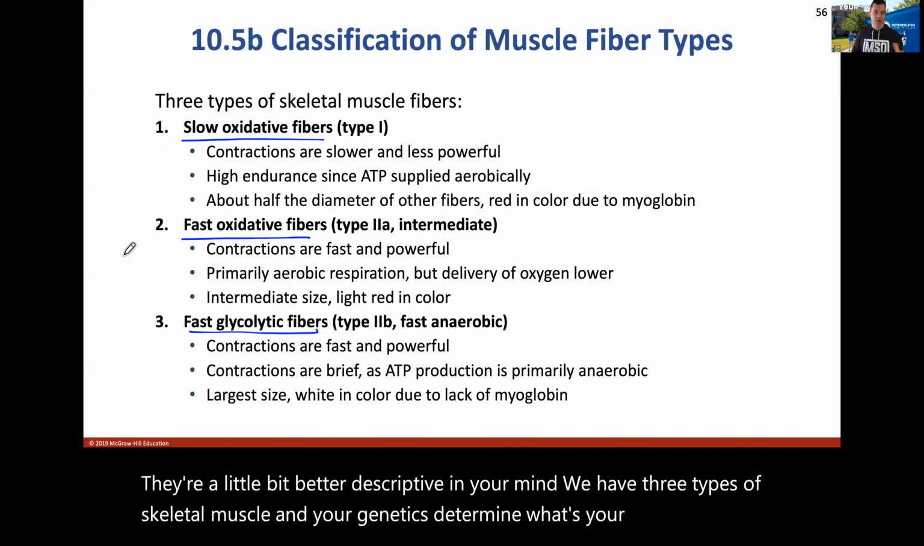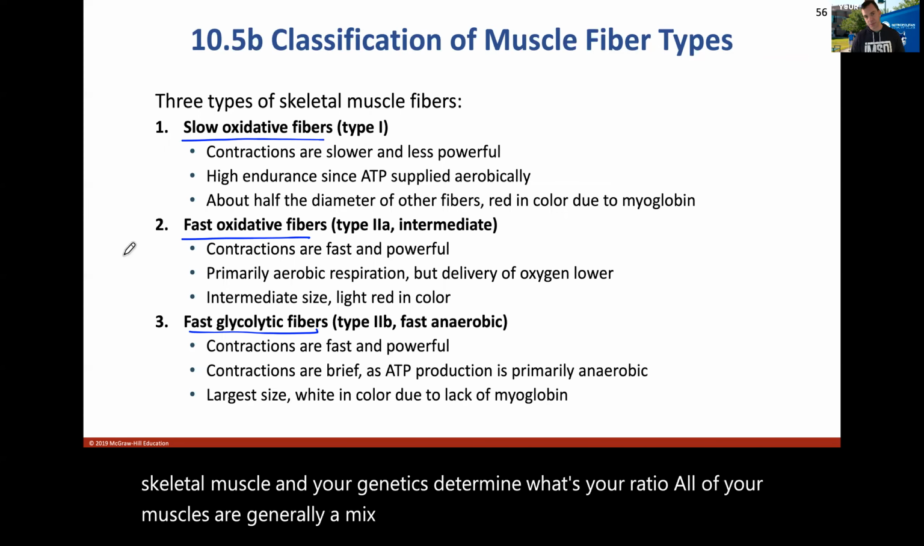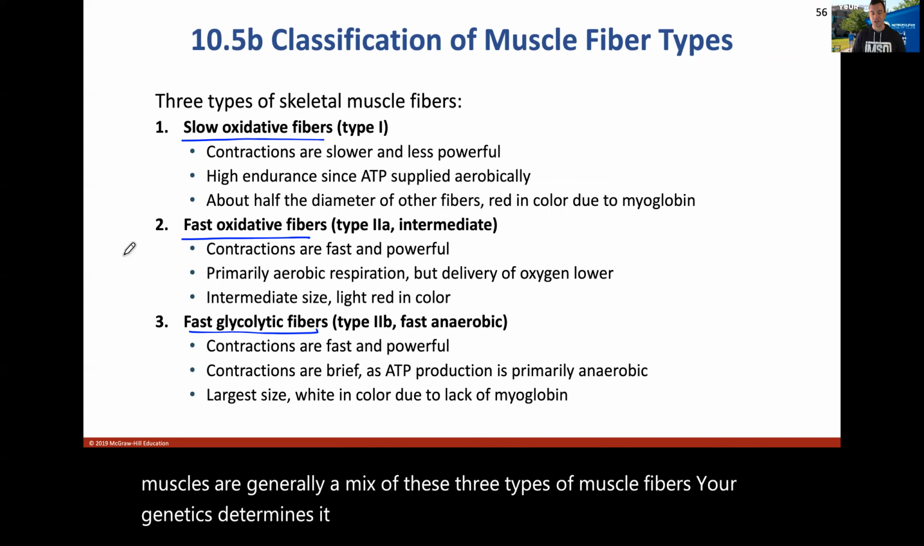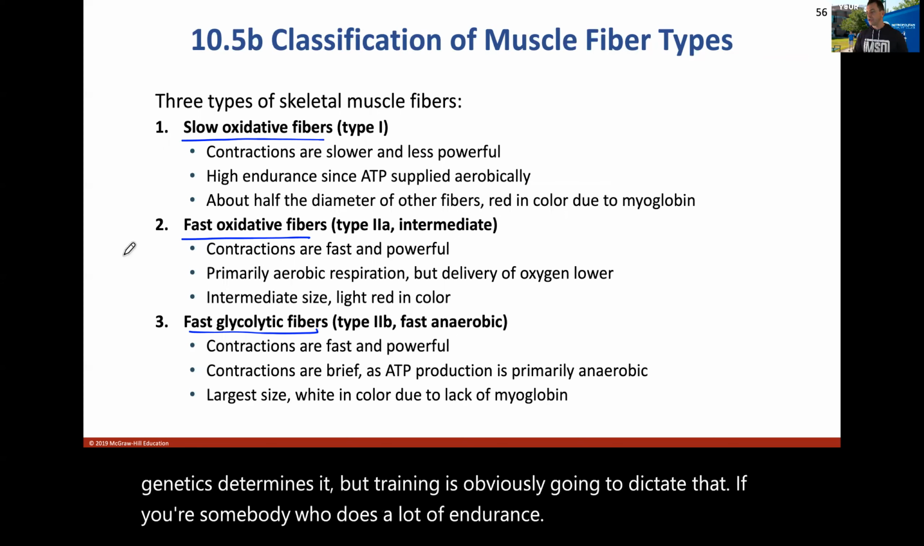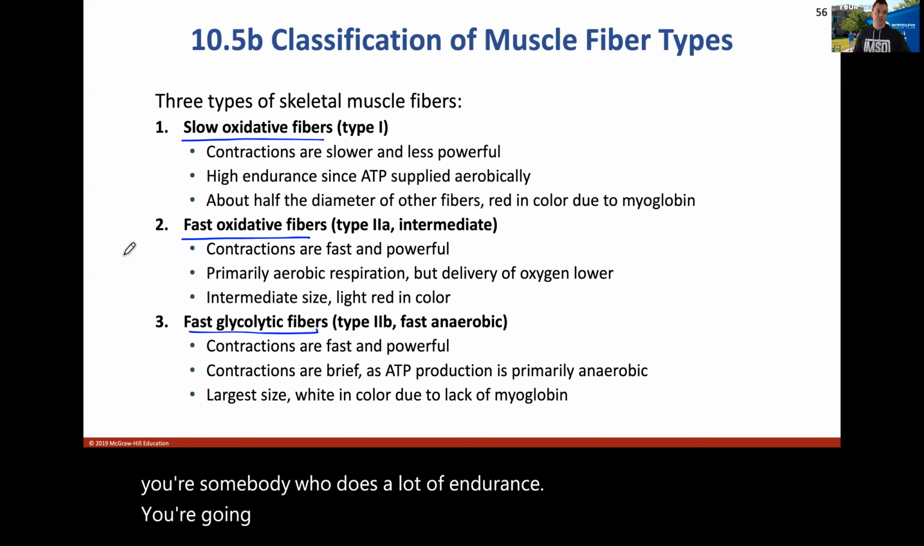All of your muscles are generally a mix of these 3 types of muscle fibers. Your genetics determines it, but training is obviously going to dictate that. If you're somebody who does a lot of endurance, you're going to be more slow oxidative, with smaller fibers. If you're going to be fast glycolytic, they're going to be really big.